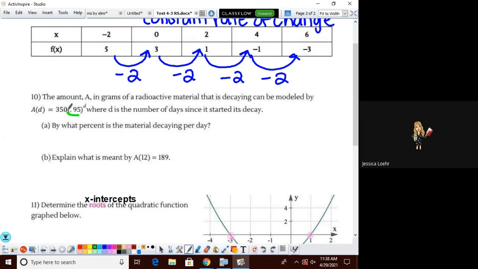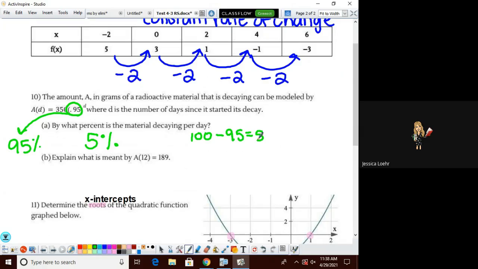First thing you should do is change this number to a percent. You always start out with 100%. I went from 100 to 95, so that means I subtracted 5%. So change it to a percent, then do 100 minus whatever the percent is, and that will give you the amount you're going down by.